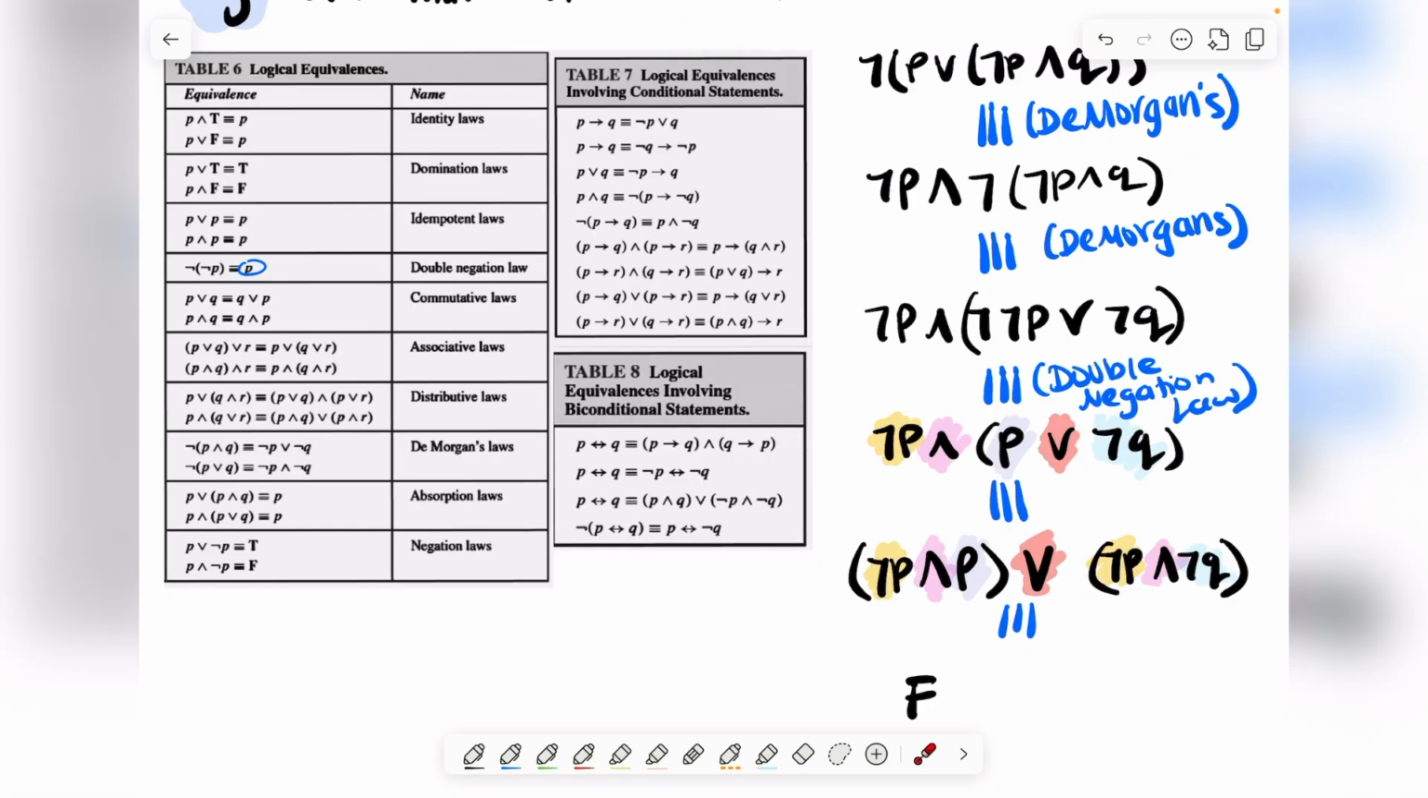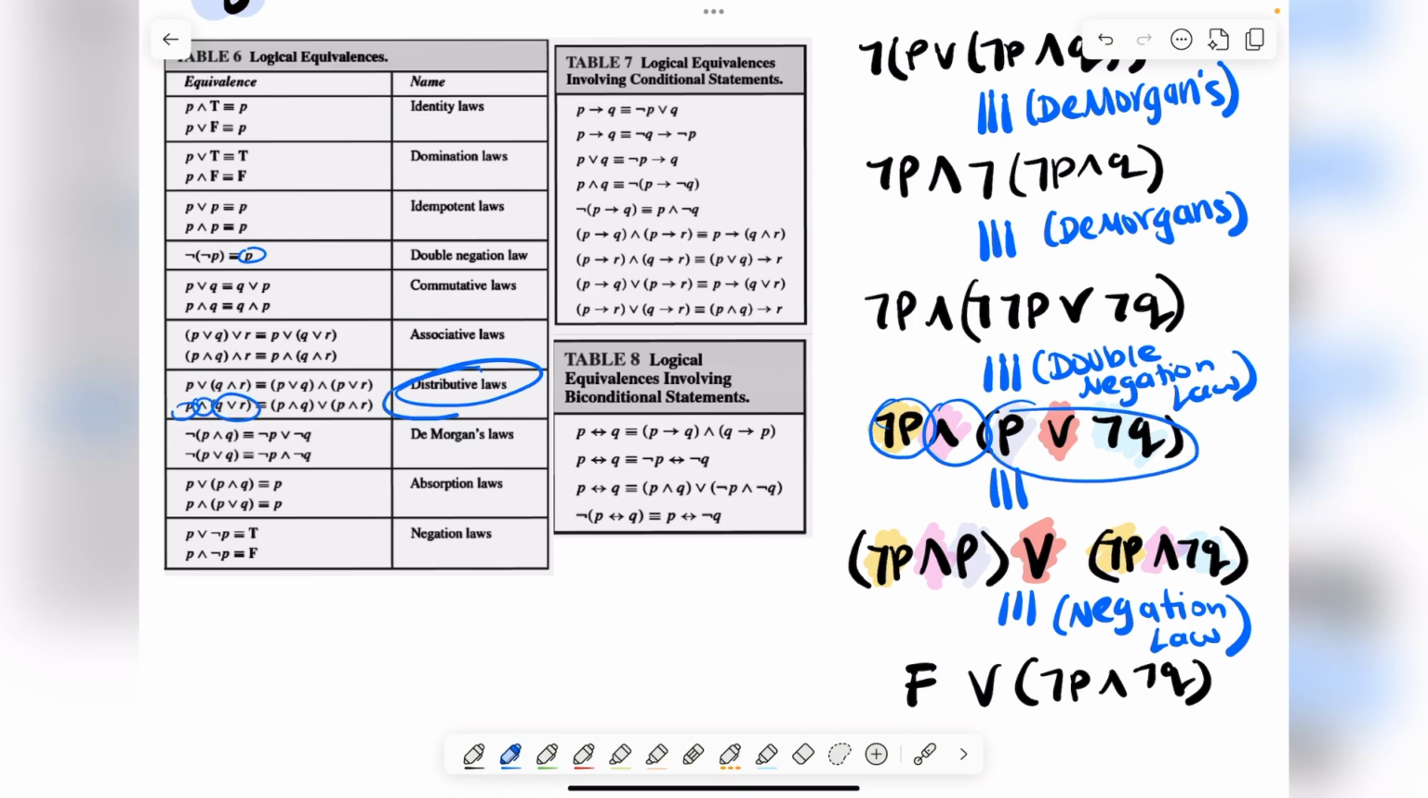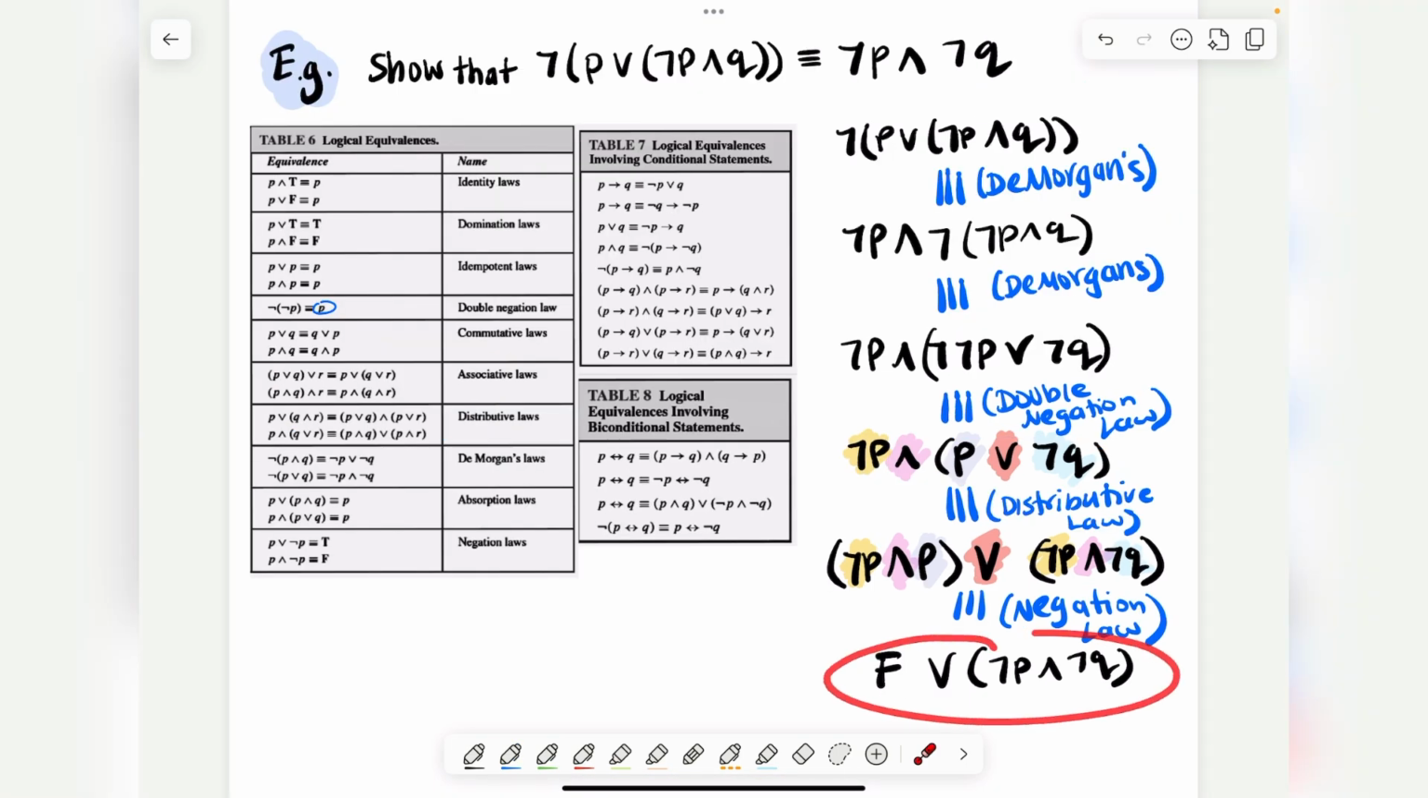And what law is that? That's the negation law. So when you have something and the opposite of that something, it's always going to give you false. So this just becomes false, and then we can drop everything else down, not P and not Q. Again, we use the negation law. I forgot to write this one, so this is the distributive law. So we have something and something and something. That's the distributive law. Now still, this does not look like this.